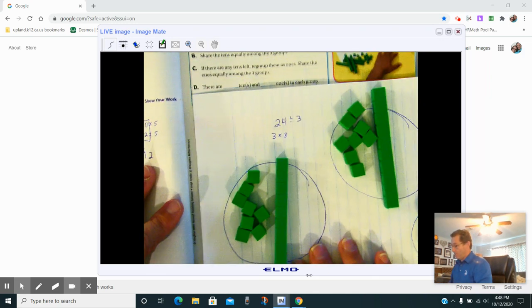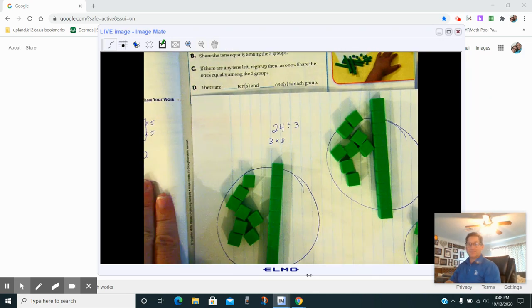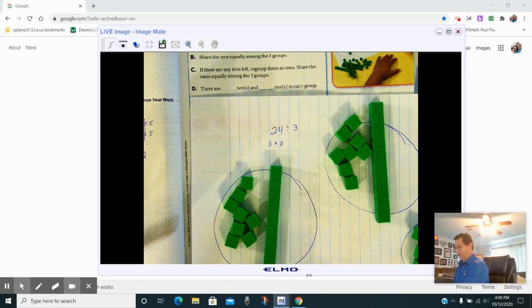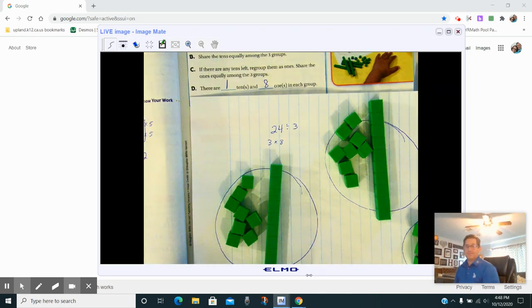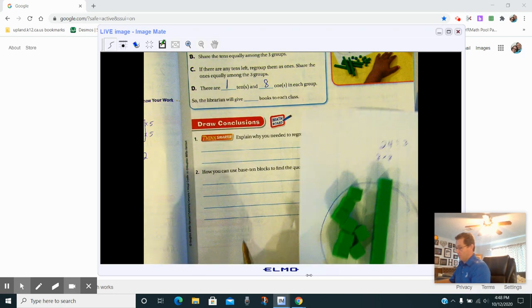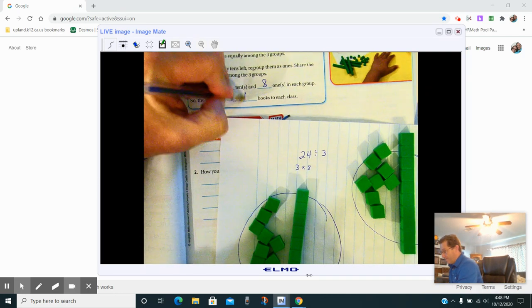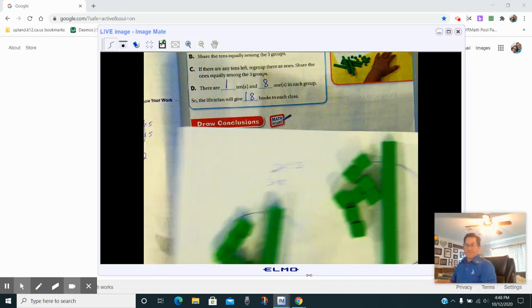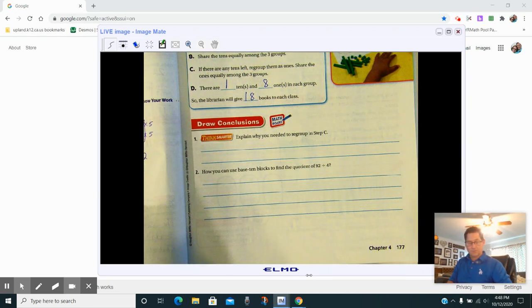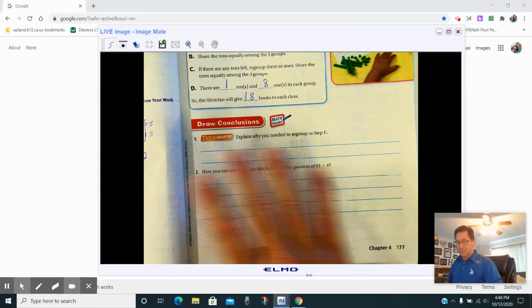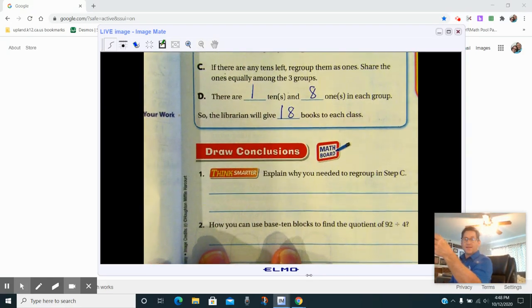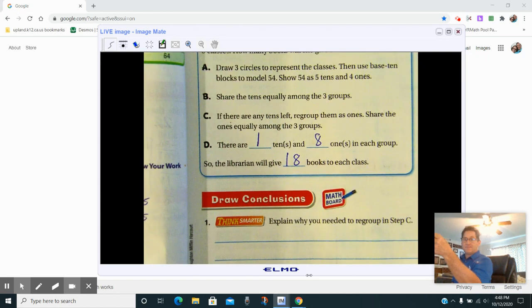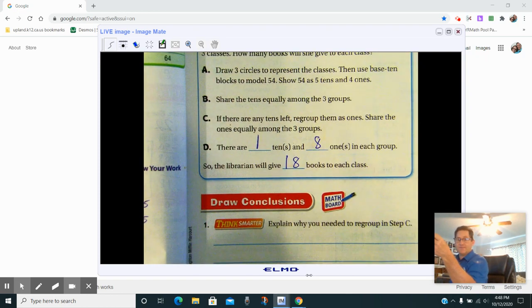All right, so how many tens do we have? We have 1 ten in each circle, and there's 8 ones in each group. So the librarian will give 18 books to each class. Okay, so great. So that's how we can model the division. The 3 circles represent the divisor. The 5 tens and the 4 ones represent 54, the dividend.